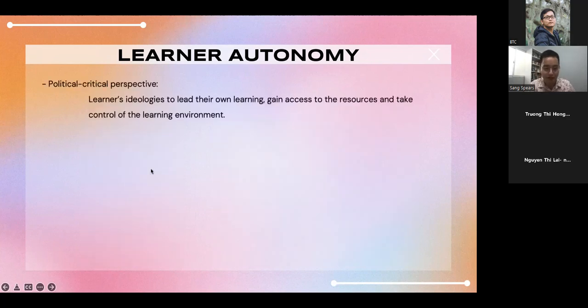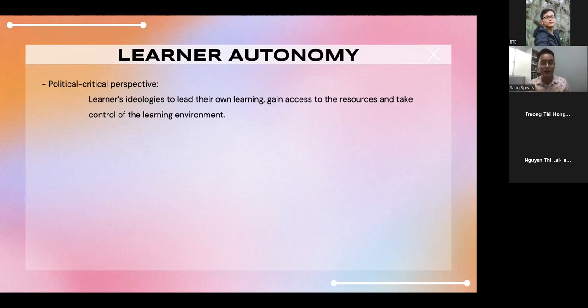And the final perspective is the political critical perspective. When we're talking about politics or political, you are entitled to be an autonomous person when you are aware of your own responsibility or your own rights, that you have a clear understanding of your own rights and your responsibility for what you are doing, the action that you take, and the thinking that you are having. So for learner autonomy, the ideology here focuses on they know what they can do to lead their own learning.